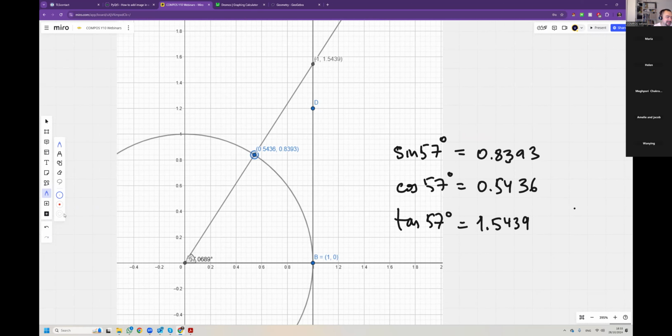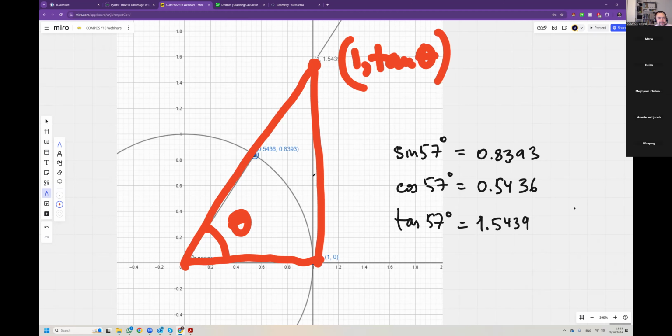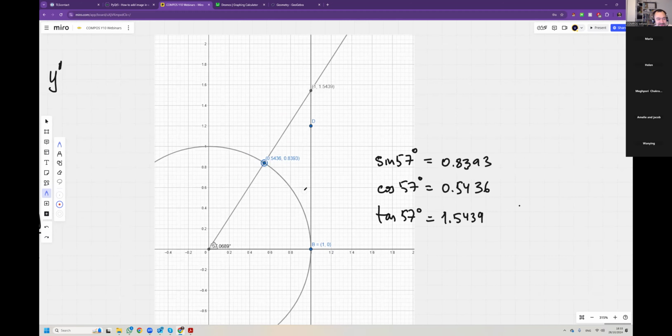I think it's so fascinating. So you take this triangle, and you work out that this angle is theta and this point is 1 comma tan theta. When I first learned about it, I was like, whoa, that's really nice.